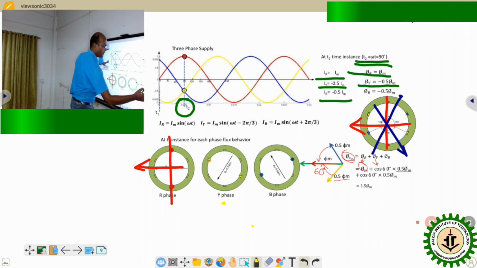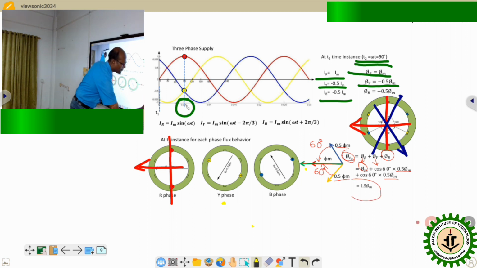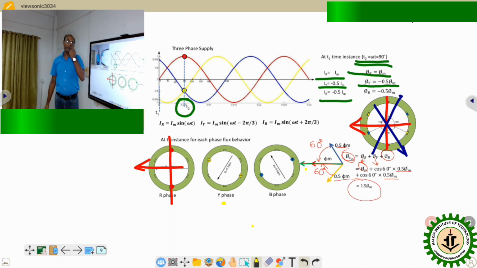Similarly, for the B phase, the magnitude is 0.55 phi m, and it also creates 60 degree with respect to the resultant phi T2. So its component is cos 60 degree times the magnitude 0.55 phi m. If we calculate that properly, again we get the magnitude of the resultant flux as 1.5 times phi m, where phi m is the maximum flux.